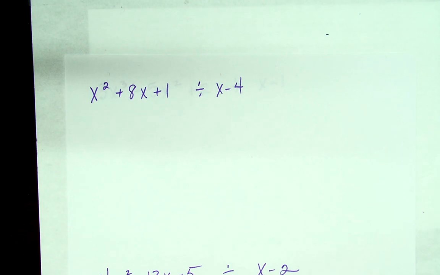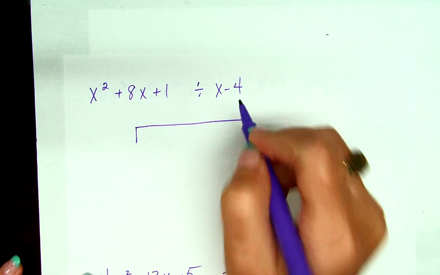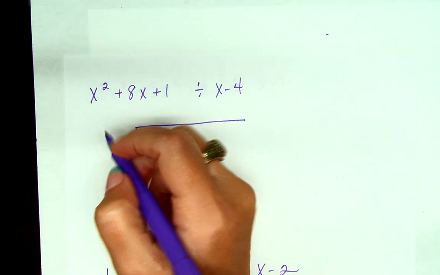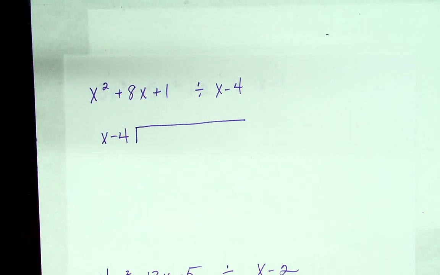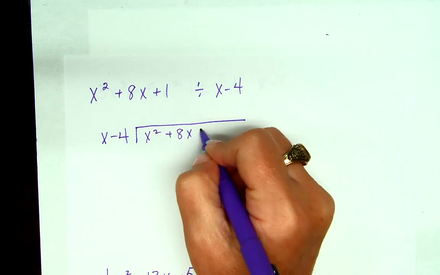Okay, you ready? All right, what do you think I should draw first? A vinculum. Here's the vinculum. What goes outside the vinculum? X minus 4. And what goes inside the vinculum? Very good.